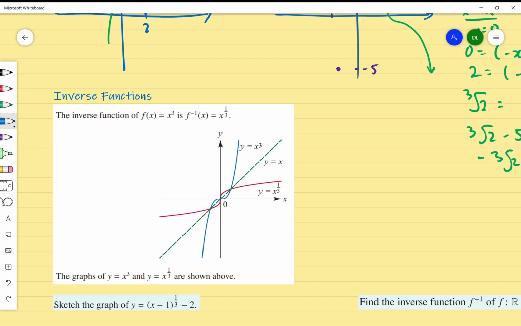Do I have any questions? Yes? When writing the rule for the inverse function, do you always have to write the domain and codomain? Yes. Most of the time it'd say that, yeah. Any other questions? Okay, sweet.